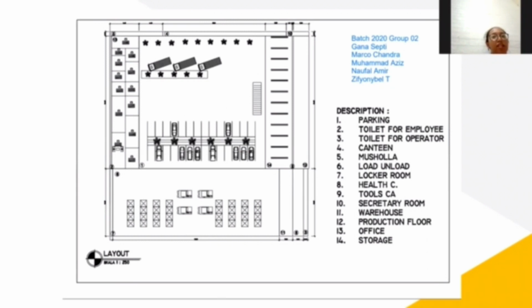And this is the layout design template of the whole factory. We use a scale of 1 to 250. As you can see, there are parking, toilet for employees, toilet for operators, canteen, musola, load unload, locker room, healthcare, tools cabinet, security room, warehouse, production floor, office, and storage.